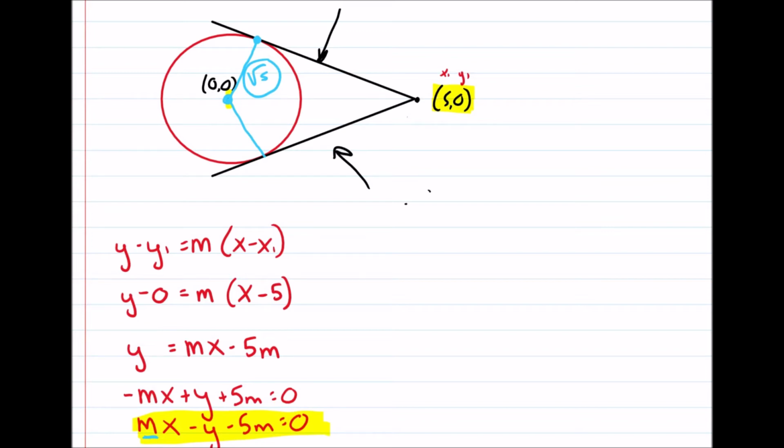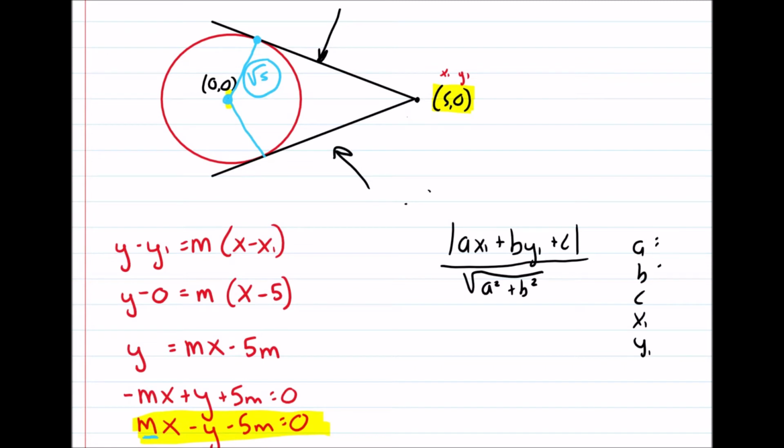Okay, so that formula is from the log books: the modulus of ax1 plus by1 plus c, all over the square root of a squared plus b squared. And we're going to write down what a is, b is, c is, x1 and y1 are.